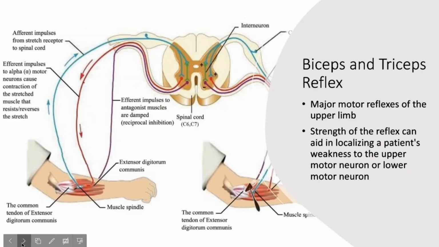And another reflex is also the biceps and triceps reflex. So it works similarly, except the tendons here will be in between the olecranon and then the antecubital area. And of course, this is going to focus on the major motor reflexes of the upper limb. And then this test is used to strengthen the reflex and can aid in localizing a patient's weakness to the upper motor or lower motor neurons.